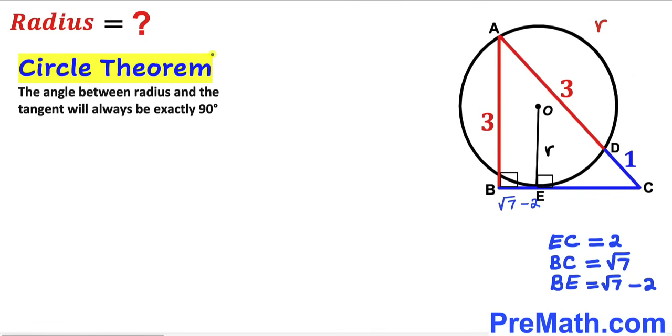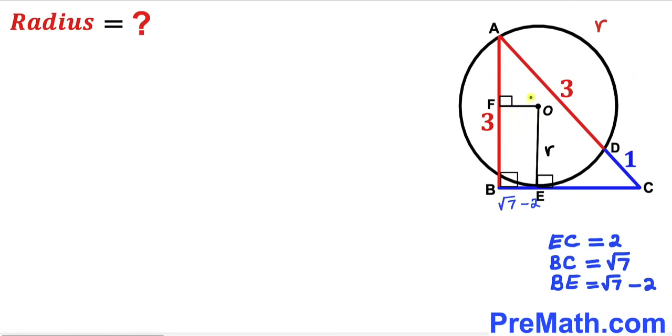And now let's recall the circle theorem. According to this theorem, the angle between the radius and the tangent line will always be exactly 90 degrees. So no wonder this angle has got to be a 90-degree angle, since this is our radius, lowercase r, and this is our tangent line. And in this next step, I have dropped this perpendicular OF on this side AB.